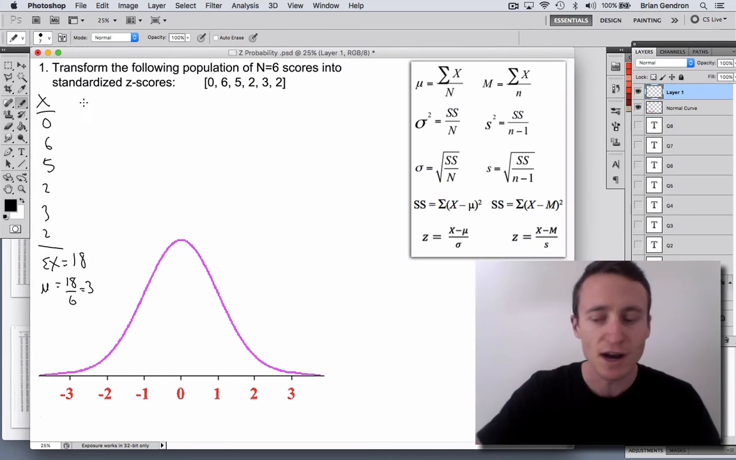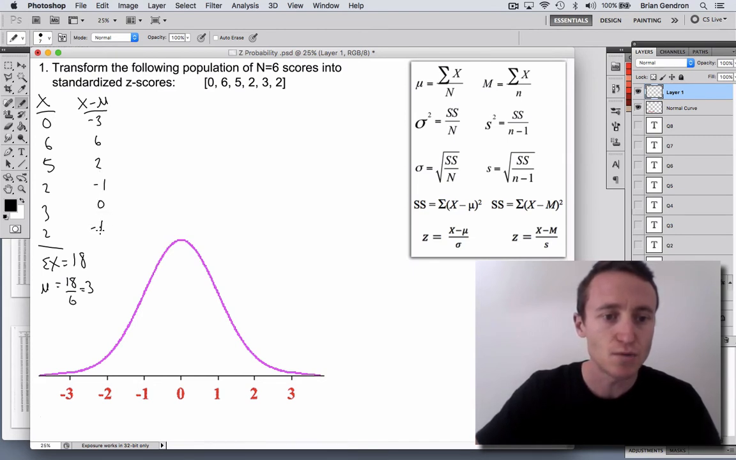All right, so step 2 in my series of steps is create a column where you are calculating the deviation score of each individual x value. So how far each x value is from the mean. So 0 minus 3, 6 minus 3, 5 minus 3, 2 minus 3, 3 minus 3, and 2 minus 2.